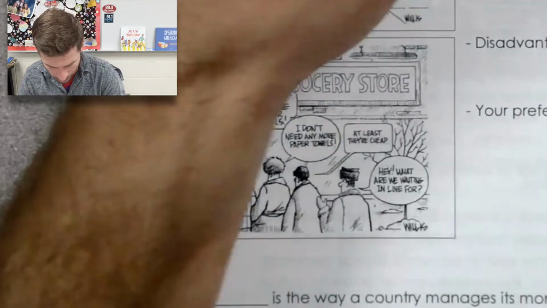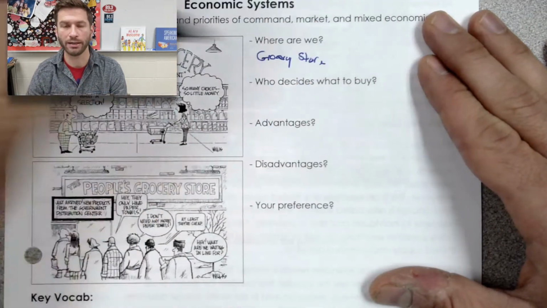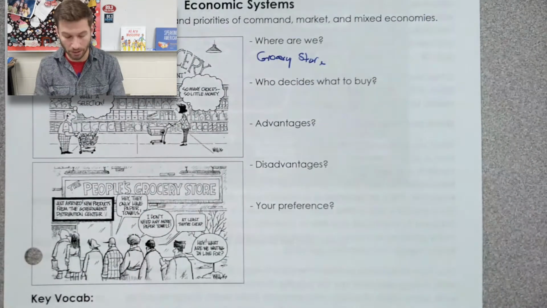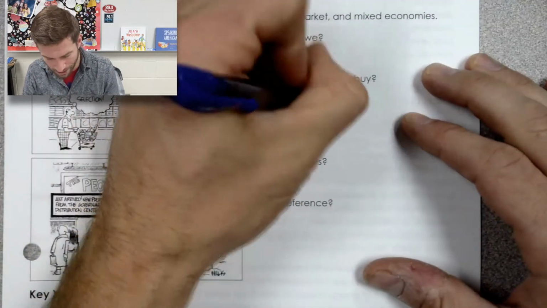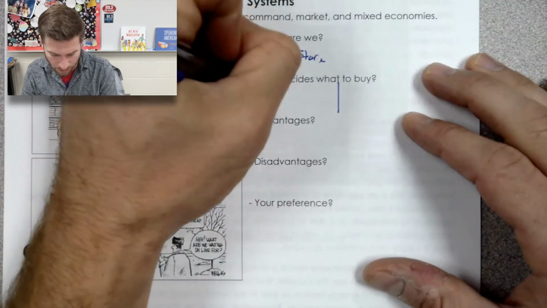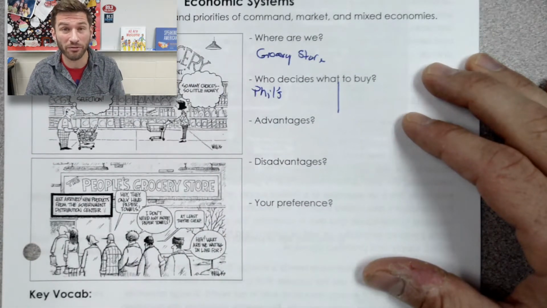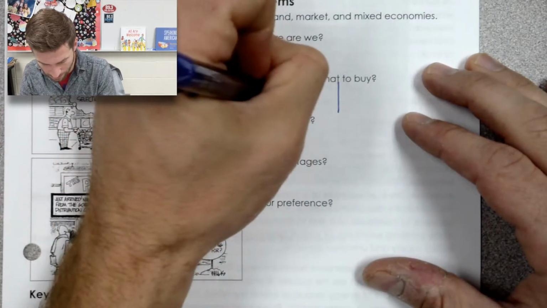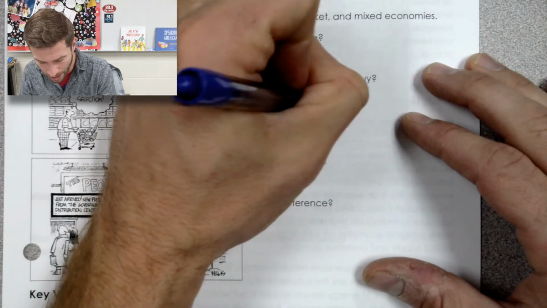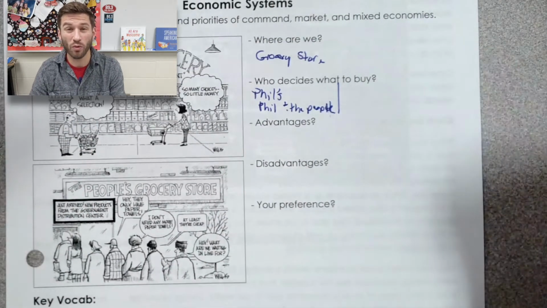So where are we? Well, we're at a grocery store. I don't mean where are we in a metaphorical sense. I mean literally where are these people? And they're at a grocery store. Who decides what to buy? And I'm just going to divide this into two here. At Phil's grocery store, who decides what to buy? Well, there are two people that decide what to buy at Phil's. There's Phil and the people. And of course Phil in a way decides, because he decides what to stock on the shelves.